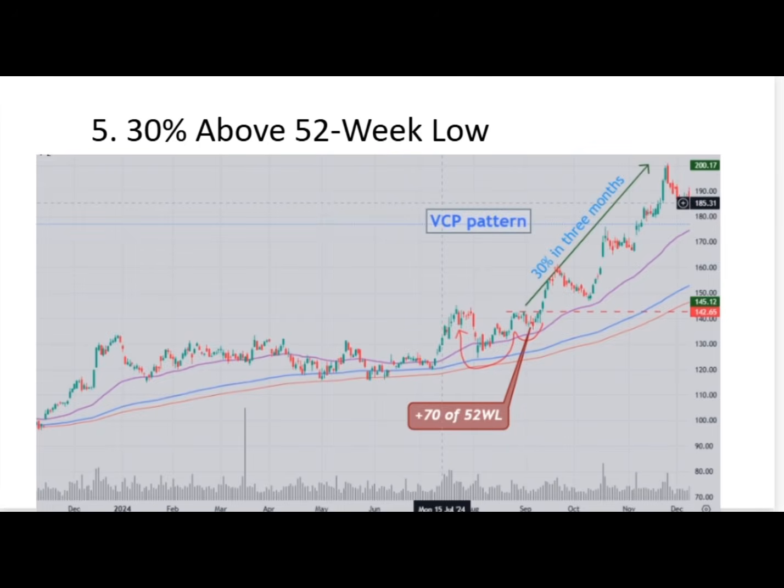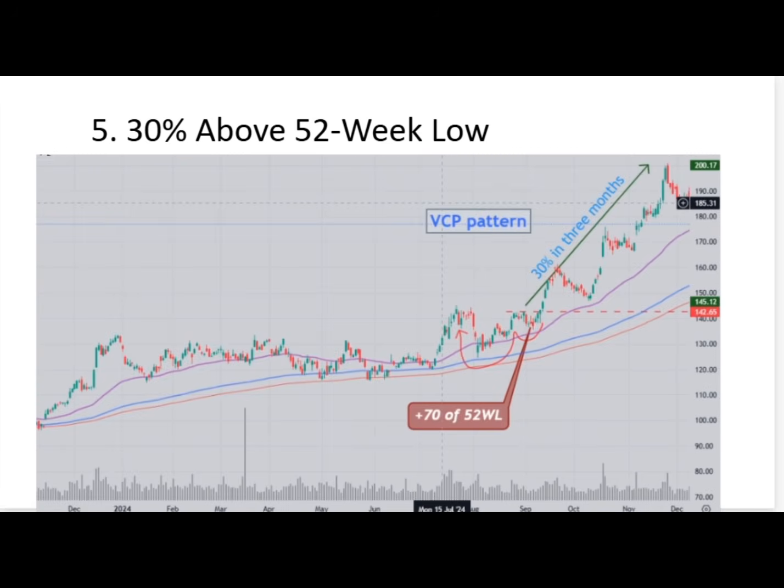That threshold separates from reaction. Leaders show up here before headlines do. So we have to have the stock above the 52-week low before the breakout.